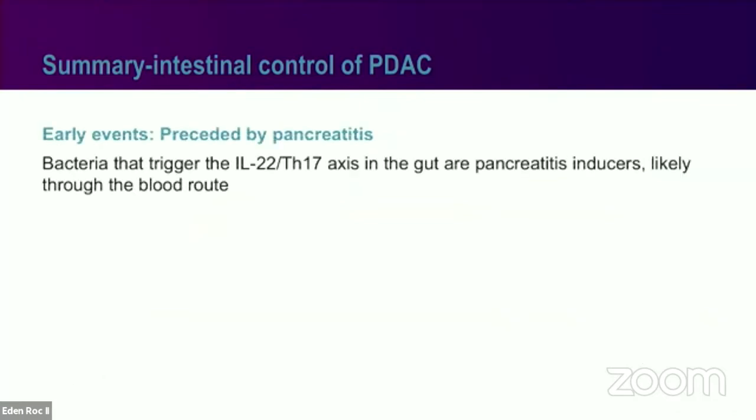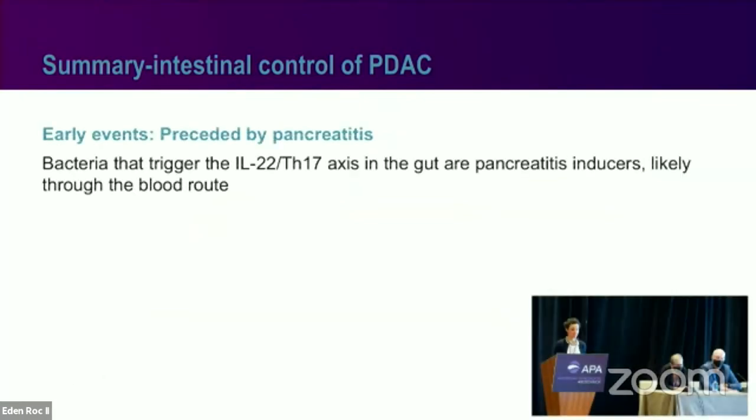So in sum, what I've told you about is our contribution here is that maybe some of those early pancreatitis events come from the gut, but not through the pancreatic ductal route or microbial reflux, but really through the blood route. And our results seem to suggest that bacteria, or as a matter of fact, any other infection that triggers the IL-22 Th17 axis, this also is true for fungi, for example, may lead to a gut-induced pancreatitis.